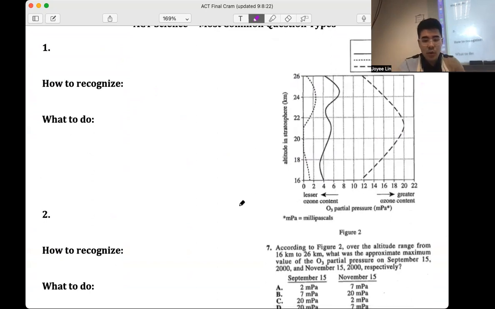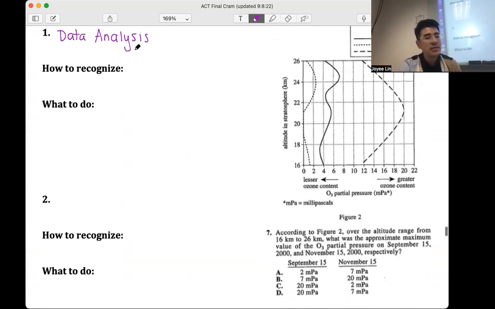Okay, our 6 different question types, right? Question type number 1 is the data. These are usually the first ones. Remember, the questions go in order of difficulty. You should be able to answer the first 3 or 4 without too much hassle.